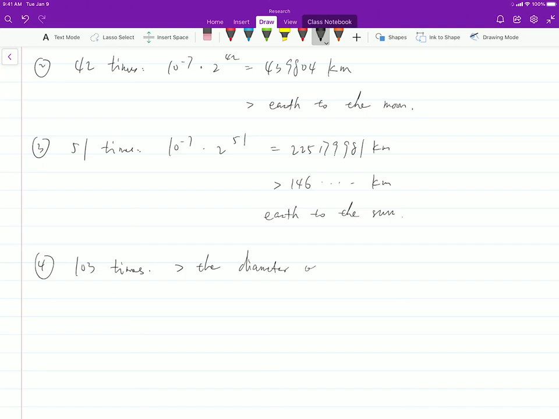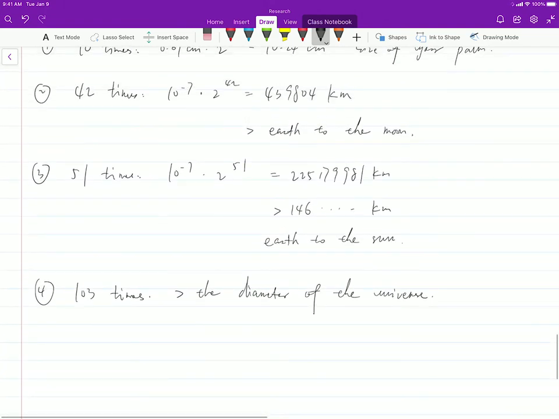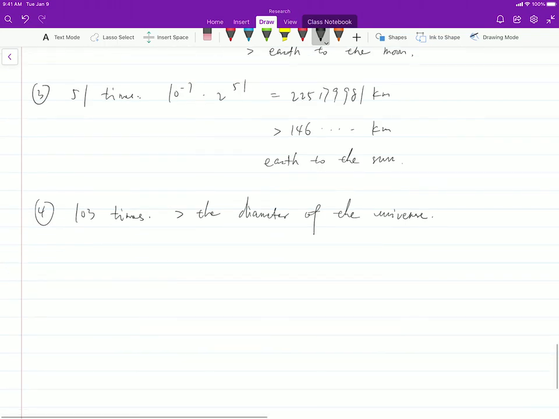of the universe. So starting from 0.01 centimeter, which is nothing but a paper, you fold it within 100 times, you can beat the Earth to the Sun, and even a lot of galaxies, and even just 3 more times than 100 times, it's bigger than the diameter of the universe. That's how fast exponential is growing. Now if you compare it to square, if you do 103 squared, you're roughly still at here, which is not much. Exponential is way faster.